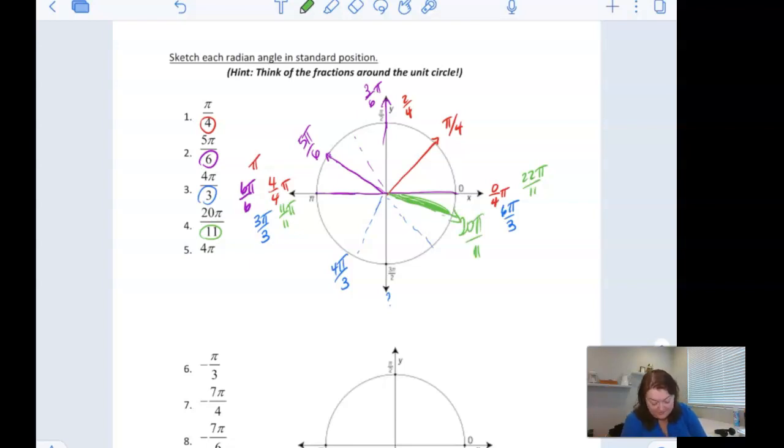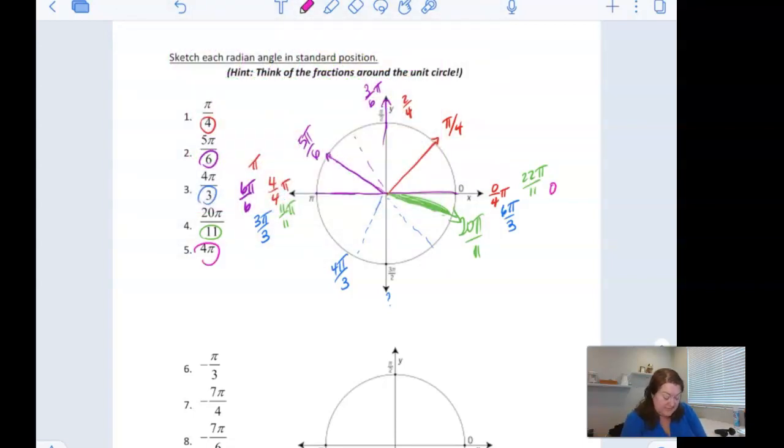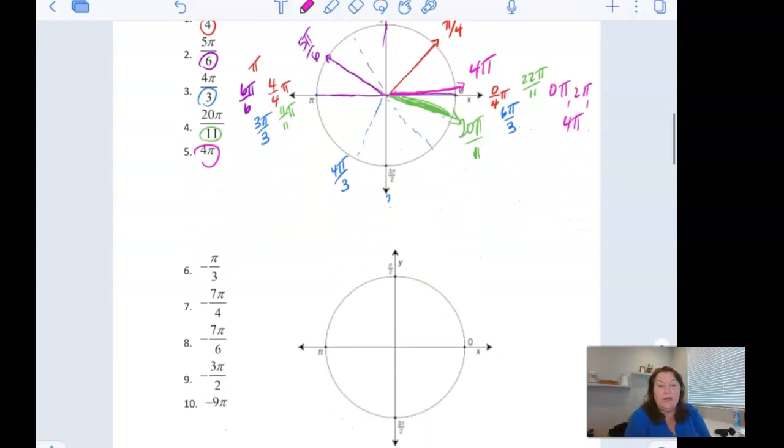Okay, and then the last one, 4 pi. So we said this is 0 pi and then 2 pi, and it's also 4 pi, right? Every time we go around is another 2 pi. So that makes this one our last one, which is 4 pi. Okay, so I hope that helps thinking in fractions.